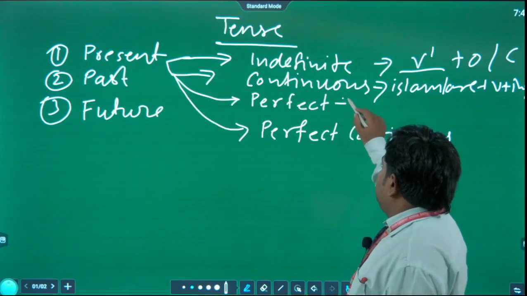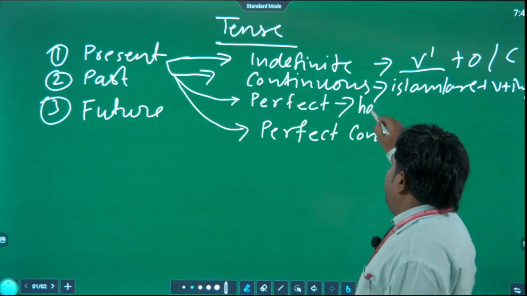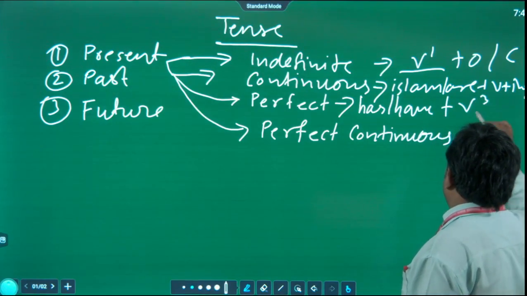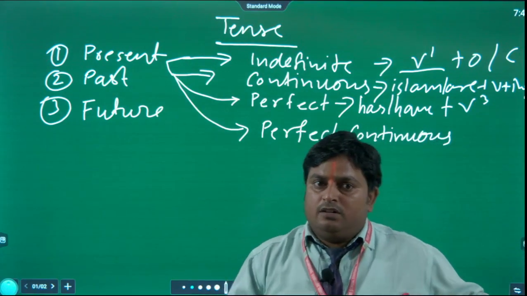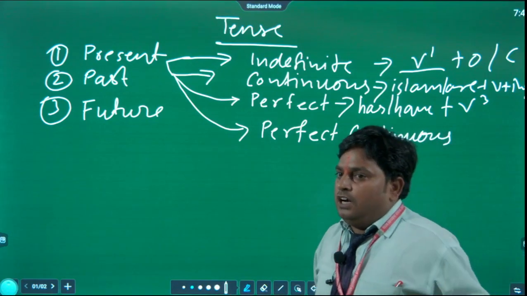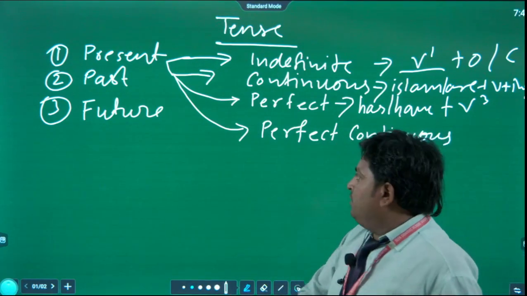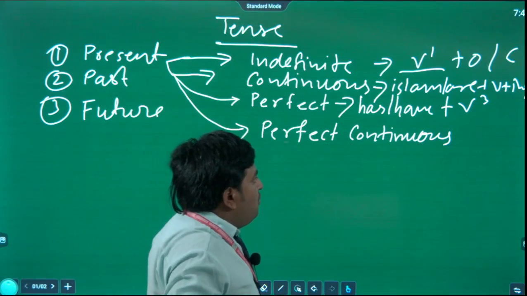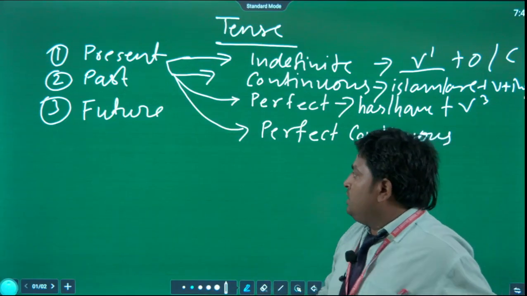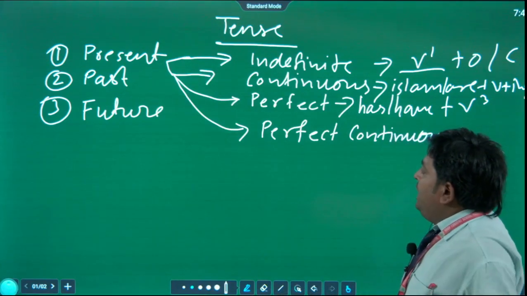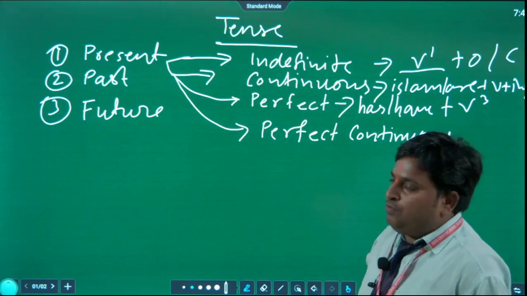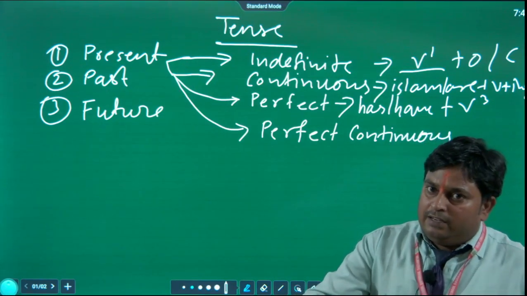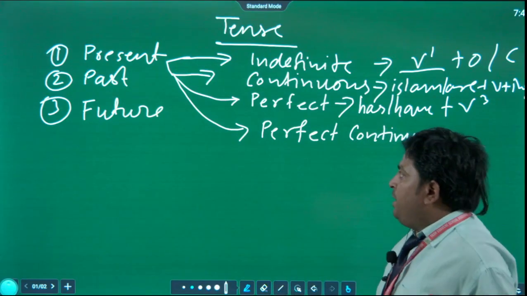But in the perfect tense, we use as helping verb has, have and the third form of the verb. We also know it as the past participle. Dear students, there are three main parts of verb. It means forms: the first form, second form and third form. The first form is known as base form, the second form as past form, and the third form as past participle.